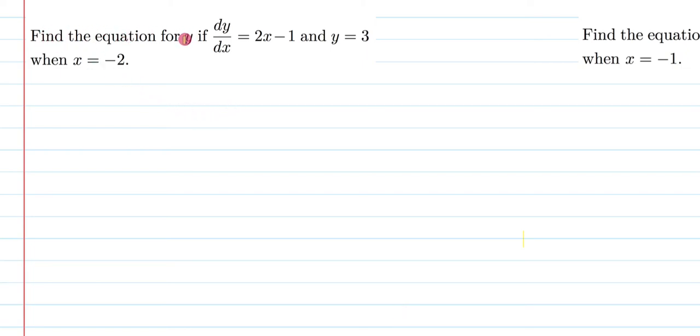It says find the equation for y if dy dx is equal to 2x minus 1 and y is equal to 3 when x is equal to negative 2. All right, so how exactly are we going to do this?